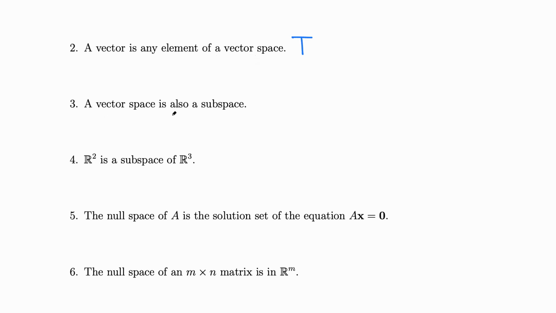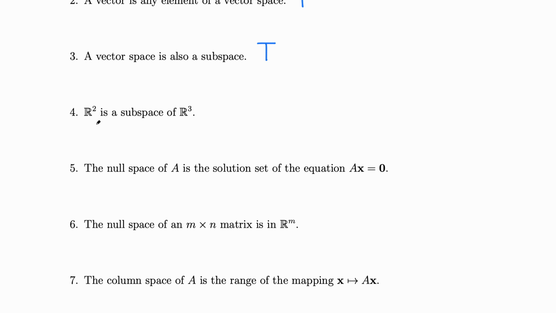A vector space is also a subspace. That is also true, because a vector space is a subspace of itself. Number 4, that's by definition again.